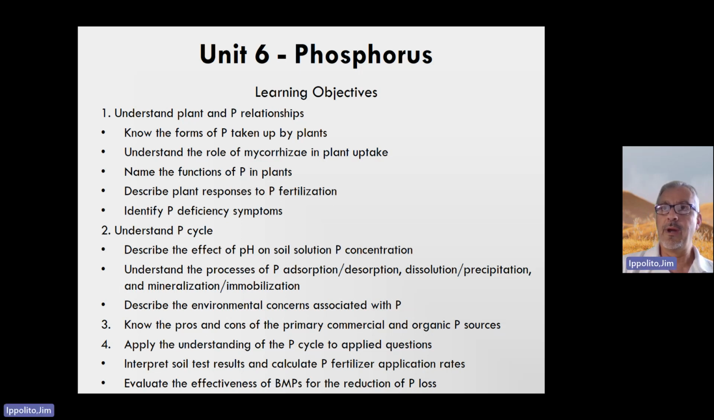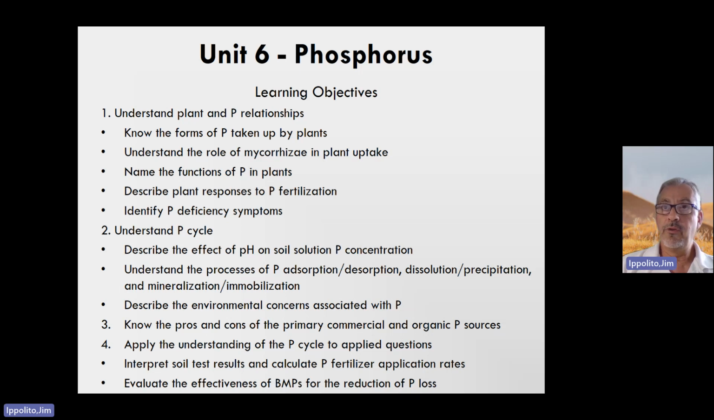Next, you should be able to describe plant responses to P fertilization. What happens when a plant is deficient? You add phosphorus. What do you see? And you should be able to identify phosphorus deficiency symptoms. And by this, I mean by visual observation and making note of when you see a P deficiency.